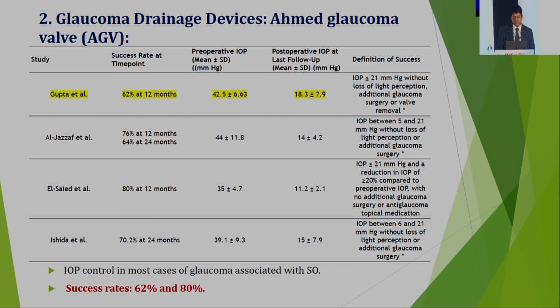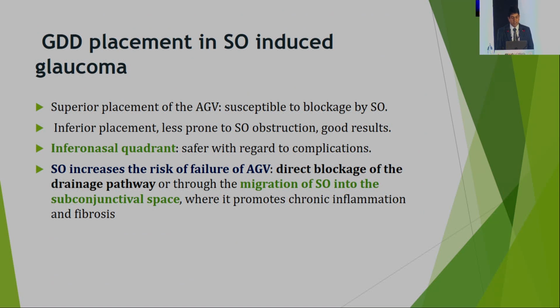So there are various studies on the Molteno and Baerveldt glaucoma implants in silicone oil induced glaucoma, where the success rate has been found to be as high as 60 to 80%. Again, there might be some problems with GDD placement in these eyes. The quadrant usually preferred is the inferonasal quadrant, and post-operative failure of GDD is again because of migration of silicone oil into the subconjunctival space through the tube.